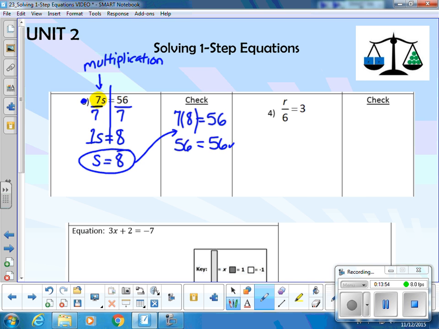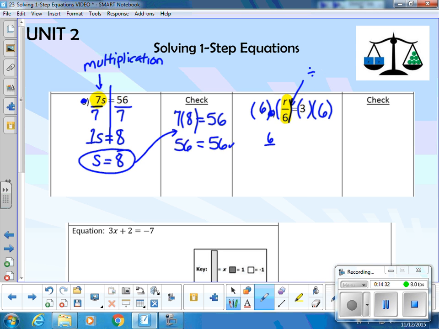My next example, again, this is just the number of the problem, so you can ignore it. This means I'm dividing. So the opposite, or the inverse, of dividing is to multiply. So to solve this one, I'm going to multiply by the number that's being divided. Here's the side I'm looking at, because that's the side with the letter. The number I'm dividing by is 6, so I'm multiplying both sides by 6.